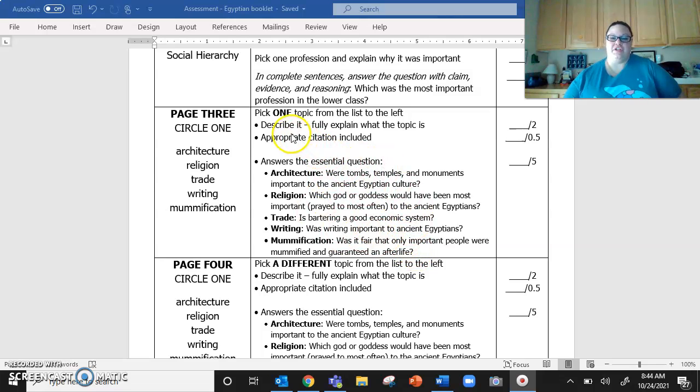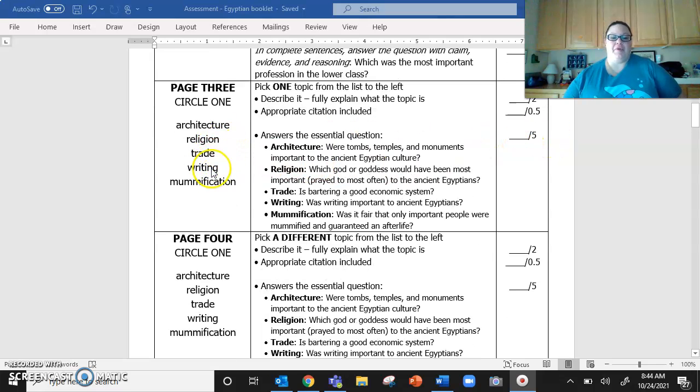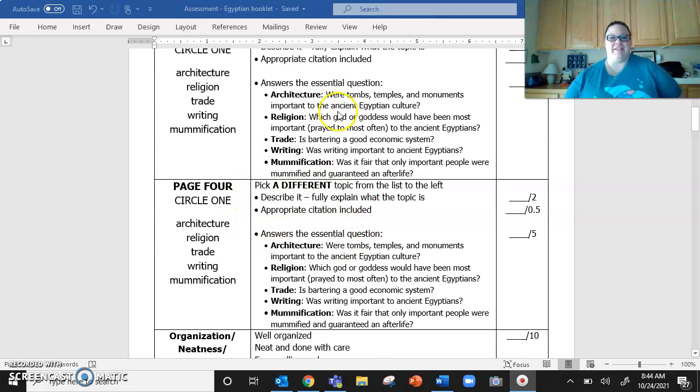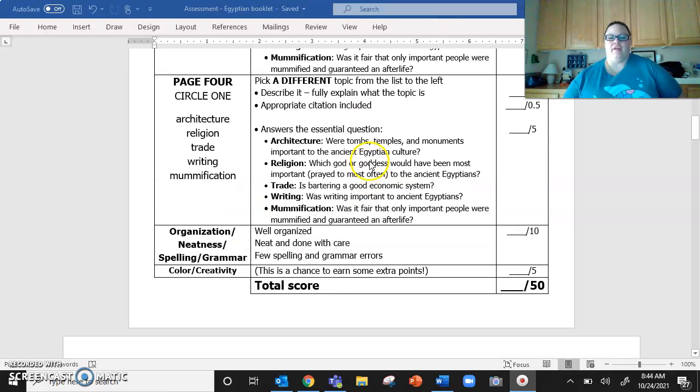And when you're answering that question, do you have your appropriate citation included? That's worth half a point. Those add up. So you're doing that for both page 3 and page 4. They're the exact same. The last way you can earn points is your organization.